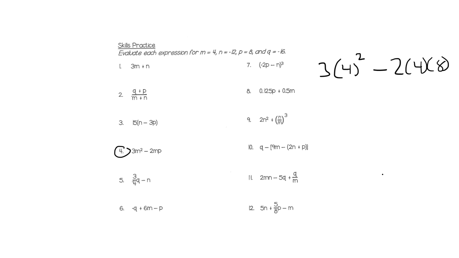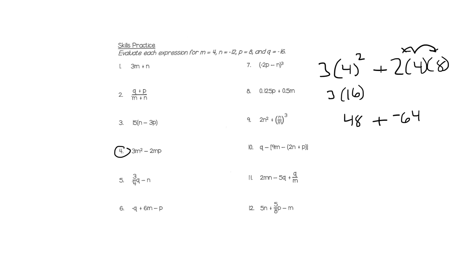Exponents first. 4 to the second power is 4 times 4. So that is 16. And then 16 times 3 is going to be 48. Then we have our subtraction. Then we have these 3 right here that are being multiplied together. So 2 times 4 times 8. 2 times 4 is 8. 8 times 8 is 64. Now this is really a negative 64.